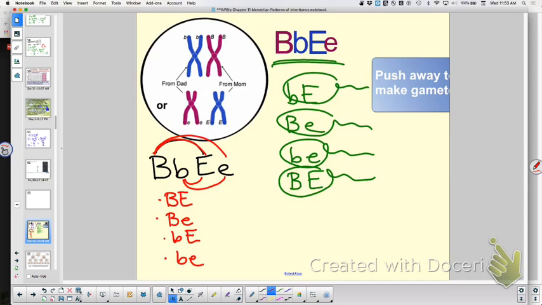Has our Punnett square got bigger? Yes. How many sides to our Punnett square before? 2. Now how many? 4. All right.